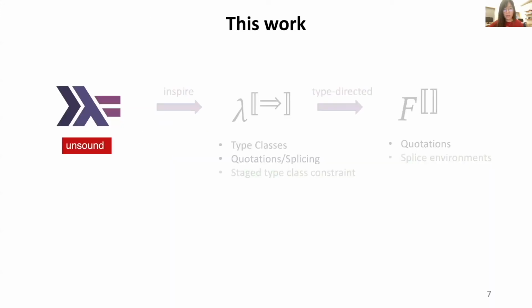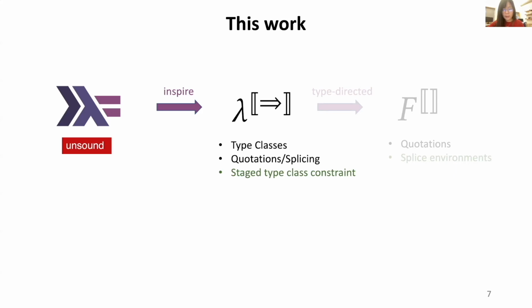In summary, inspired by the unsoundness issue in the current implementation of typed Template Haskell, where splicing a well-typed code value can raise a type error, we formalize a source calculus which models type classes and multi-stage programming, and includes a novel construct, staged type class constraint, that resolves the subtle interaction between the two.